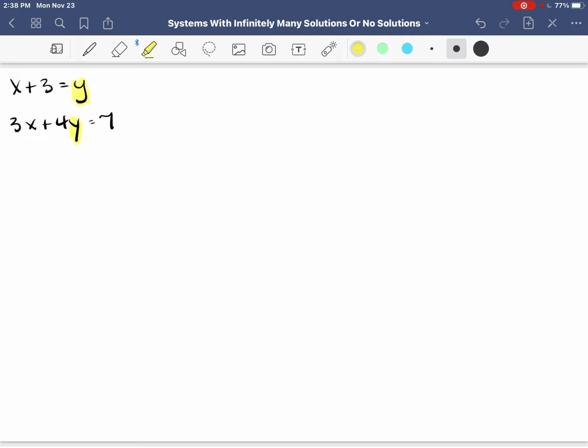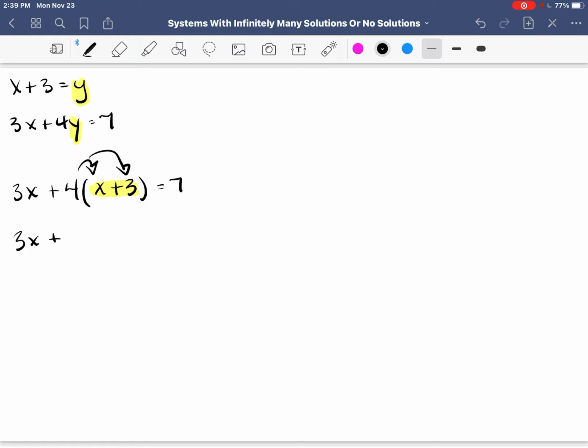Y is isolated, and so if I see y, I'm going to replace it with x plus 3. Okay? So we get 3x plus 4 times x plus 3 is equal to 7. So I replace y, because remember it was 4y. So I replace it with x plus 3. Now I'm going to distribute this 4 into everything inside the parentheses. That's why I have 3x plus 4x plus 12 is equal to 7.